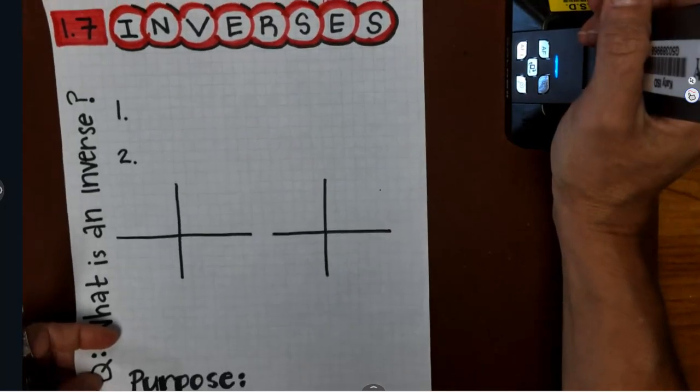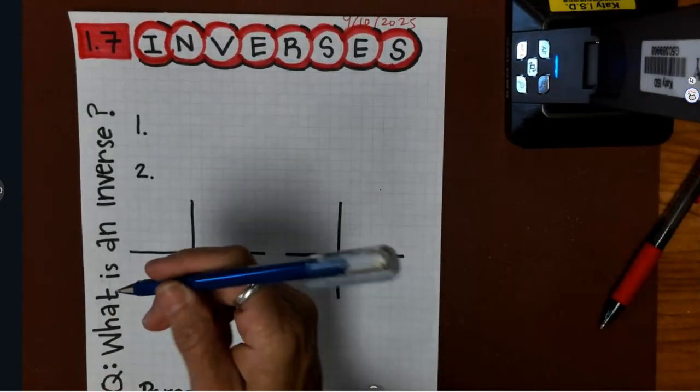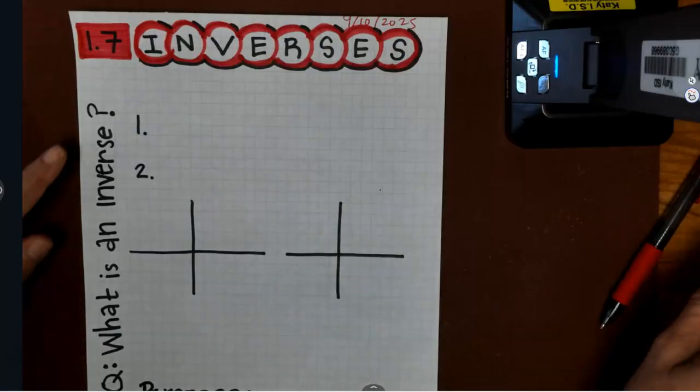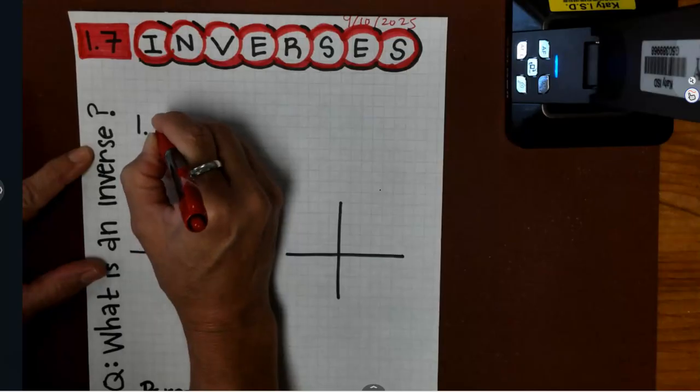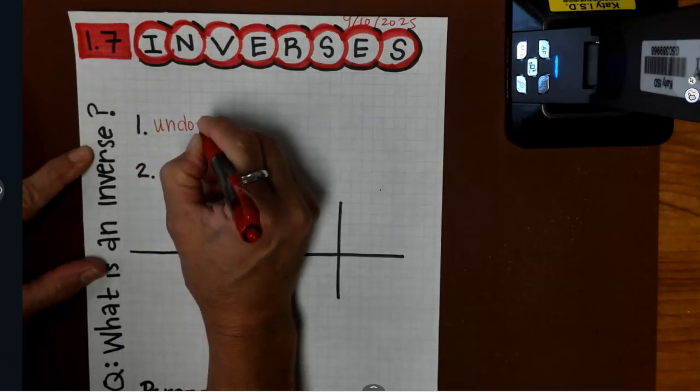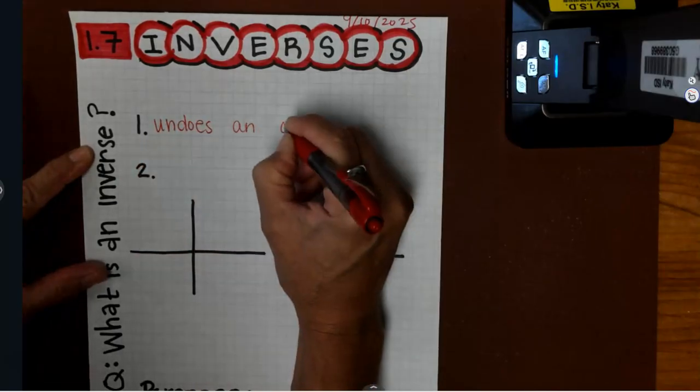Right, inverses. So there are two things about an inverse that you need to know. The first thing you need to know is that it undoes an operation.